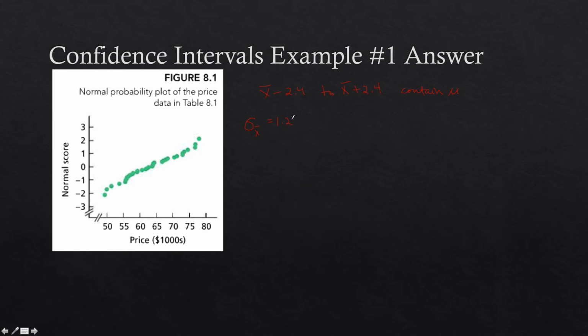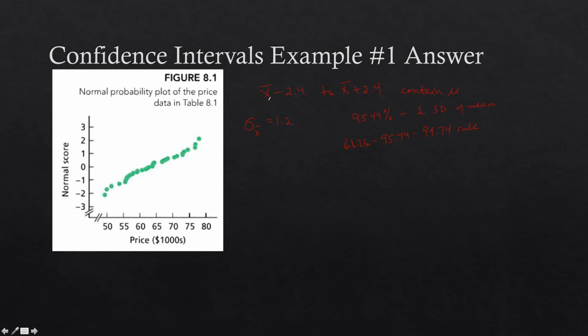Here's how. Where does this come from? Well, it actually comes from the 68.26, 95.44, and 99.74 rule. And what it says is that 95.44% of observations are within 2 standard deviations of the mean. Okay, that's what that means. 95.44% of the observations are within 2 standard deviations of the mean.